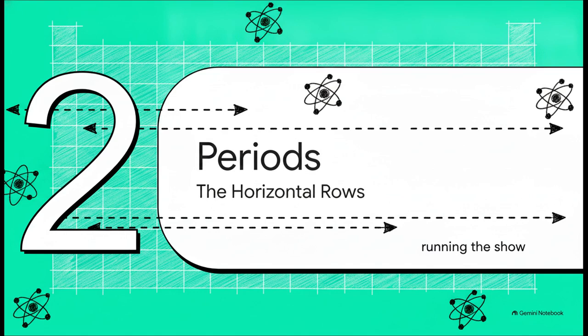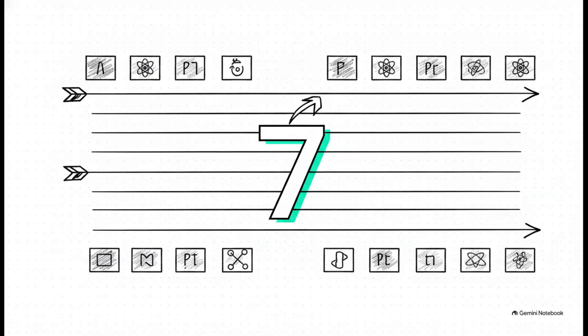Section 2, Periods, the horizontal rows. Now that we know electrons run the show, let's look at the grid horizontally. Just look at this number, 7. There are exactly 7 horizontal rows in the periodic table, and in the language of chemistry, these are officially known as periods. So whenever you hear a chemist talking about a period, they're just asking you to read the table horizontally, sweeping from the left side all the way over to the right.